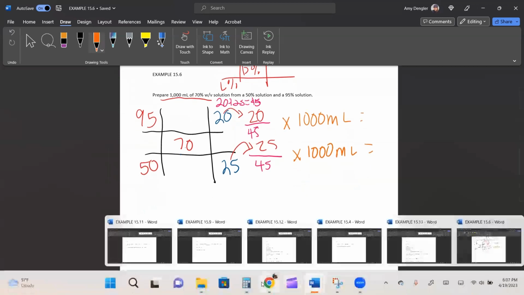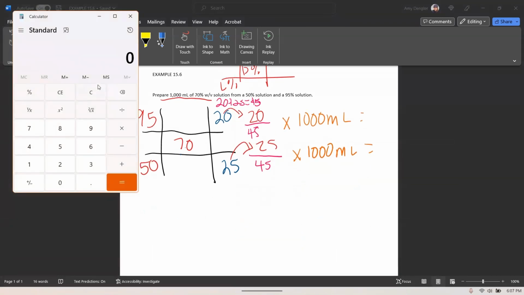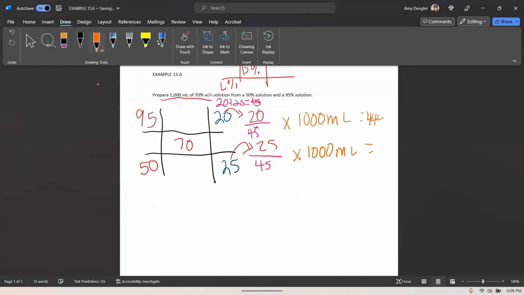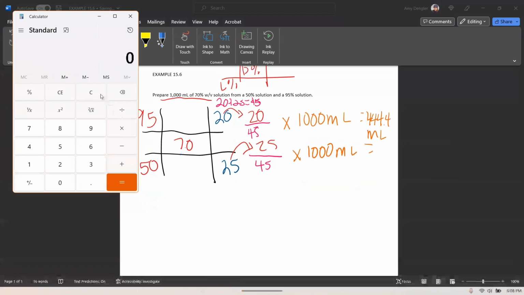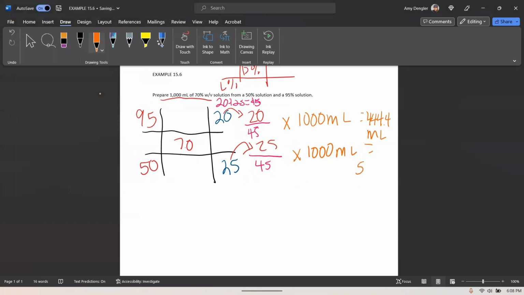All right, so let's get out our calculator. And all we're going to do is do 20 divided by 45 times 1000. That's going to give me 444.4 ml. And then when I do the bottom, I'm going to do 25 divided by 45 times 1000, which is going to give me 555.6 ml.